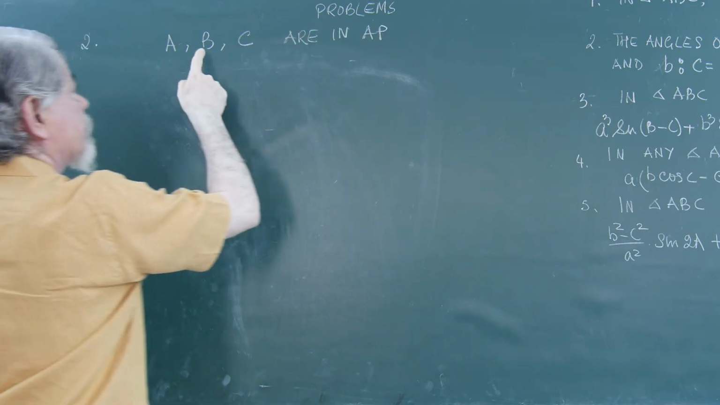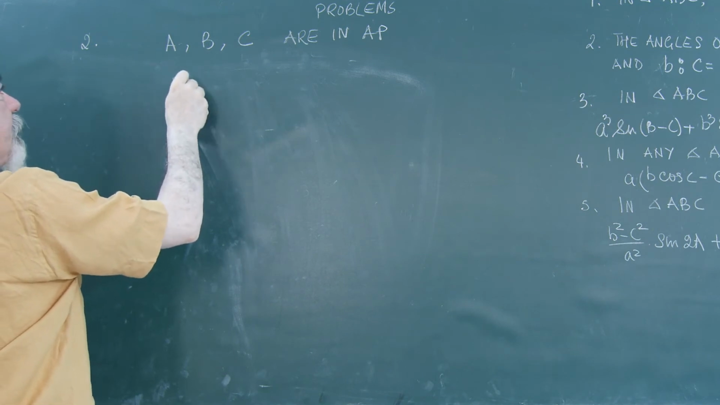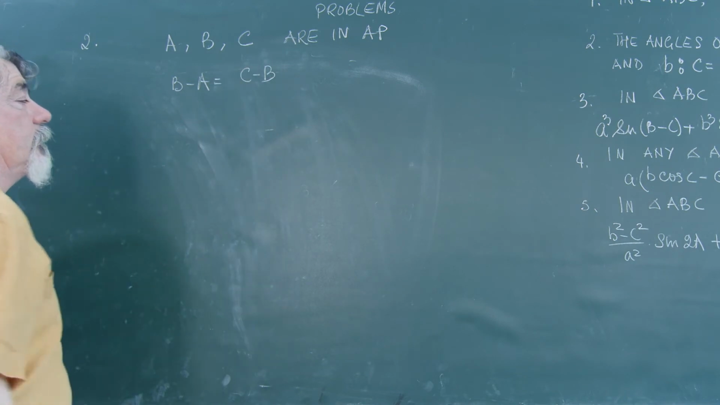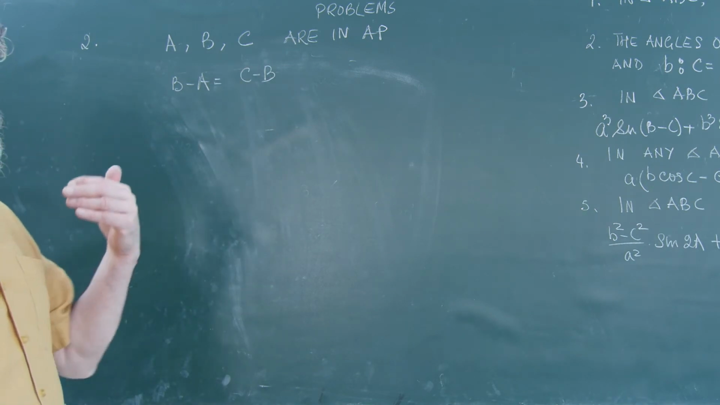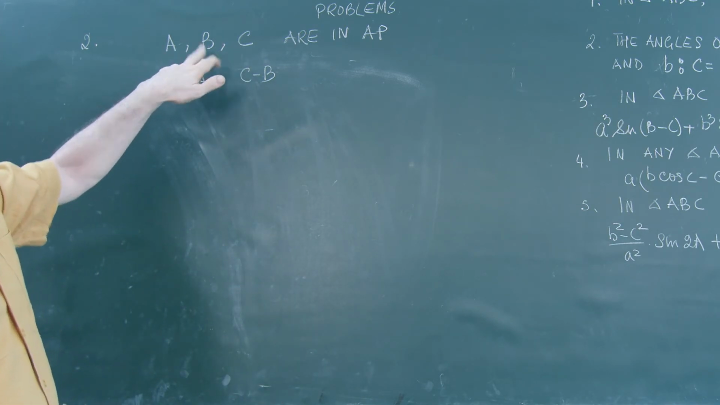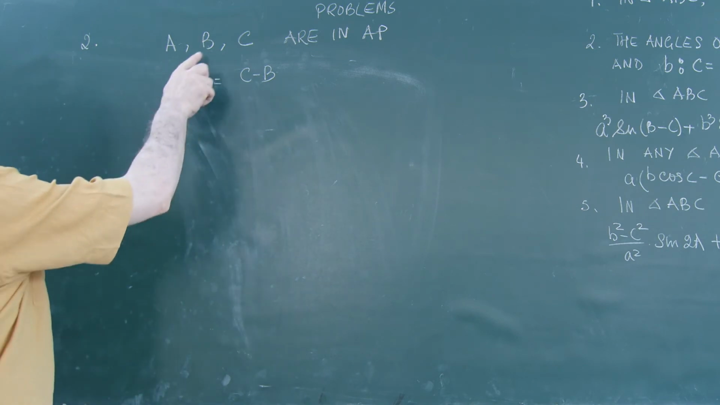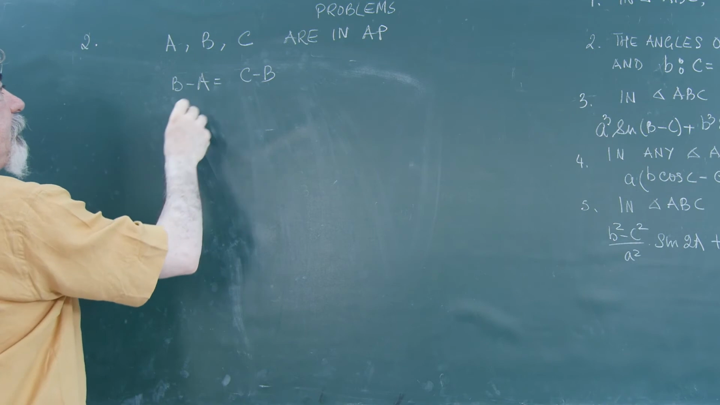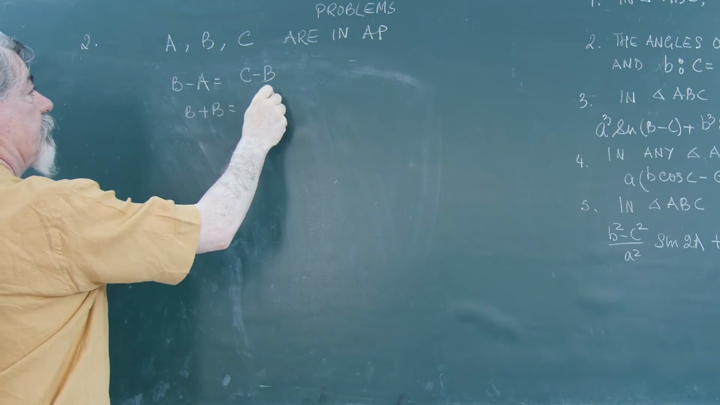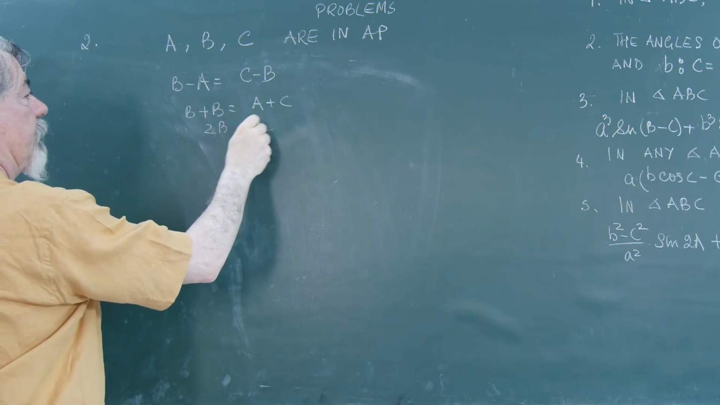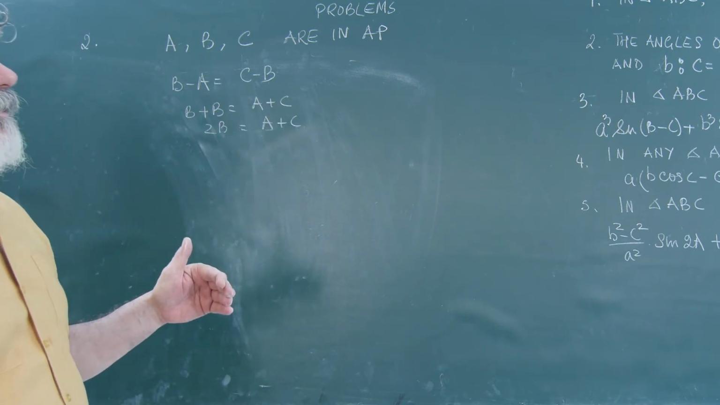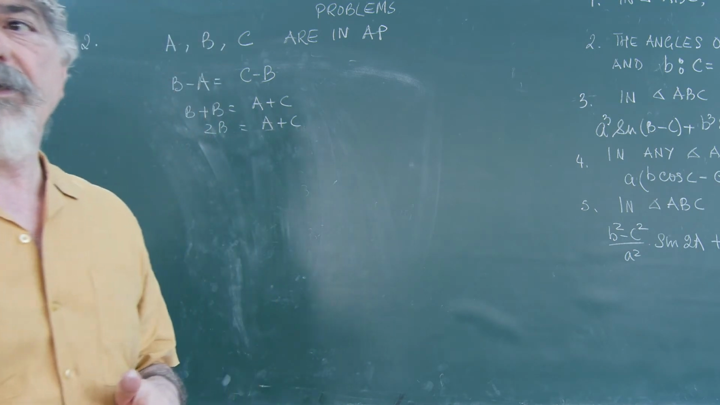It means if I subtract the first from the second, and the second from the third, always the previous term from the next term, B minus A is equal to C minus B. The common difference should always be equal. Transferring B to one side, it becomes A plus C, so 2B is equal to A plus C. This we obtain from the given fact that the three angles of the triangle are in AP.